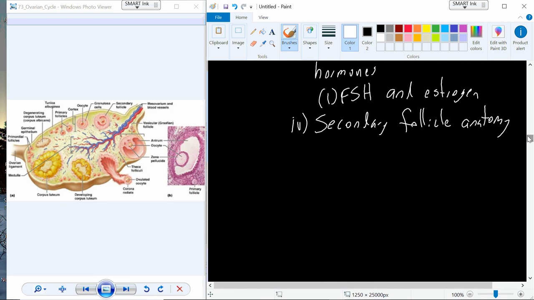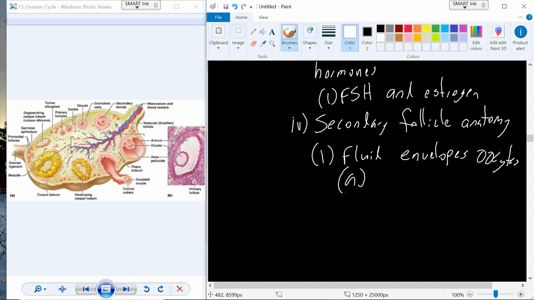So from an anatomical perspective, we begin to have this fluid that begins to envelop or surround the oocyte. And this pushes away the granulosa cells. I don't know if you can see this too well, you can see some of it over here. You have this layer of cells around the oocyte, and then you have these other layers of cells, and you're beginning to develop these open spaces. So that layer of fluid and cells that are immediately around the oocyte is called the zona pellucida.